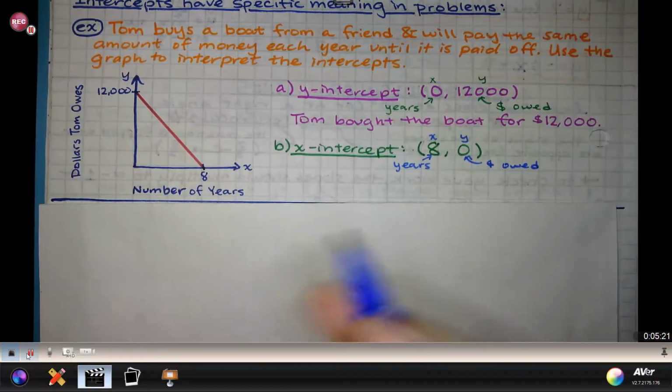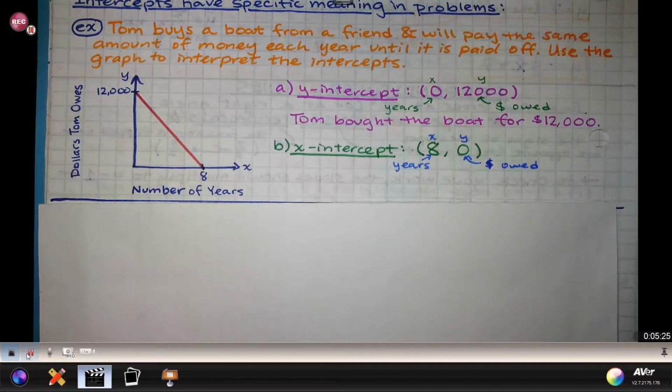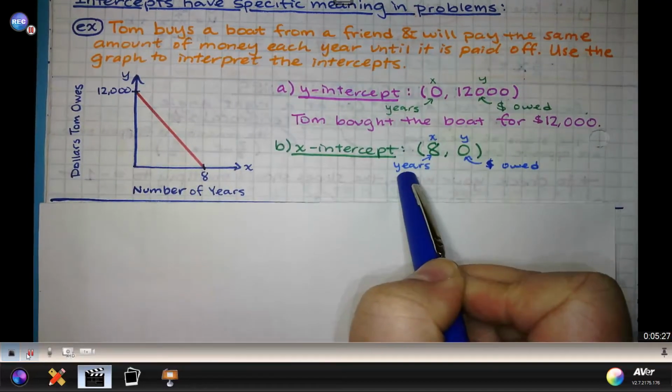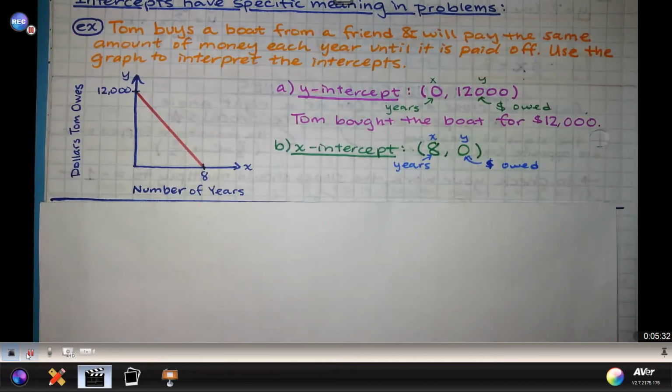Okay? So, that does not look like a money symbol, does it? There we go. A little bit better. Money owed. So, again, a direct translation tells us that 8 years have passed and $0 is owed. Okay, that's great.